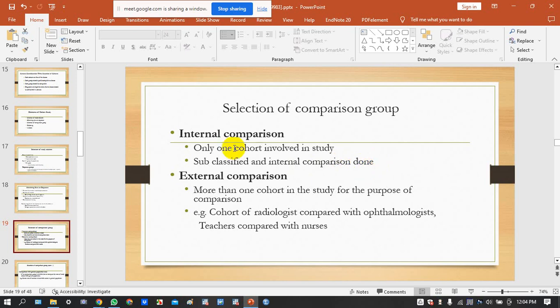So we compare. Then the external comparison means that there is more than one cohort in the study for the purpose of comparison. So a cohort of radiologists compared with ophthalmologists. With this, you can compare nurses and laboratory personnel and see which of them is happier with conditions of service in Ghana Health Service. So this one, we have the external comparison group. If you are looking at laboratory personnel, then the nurses are going to be the external comparison group because they don't belong to the same profession.